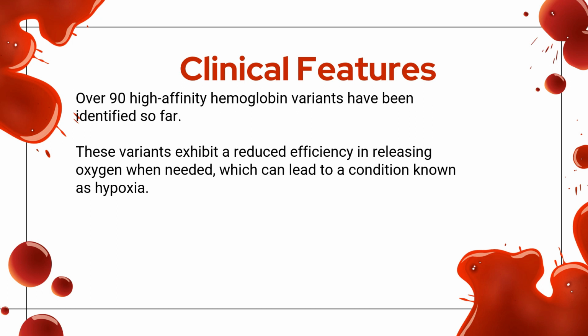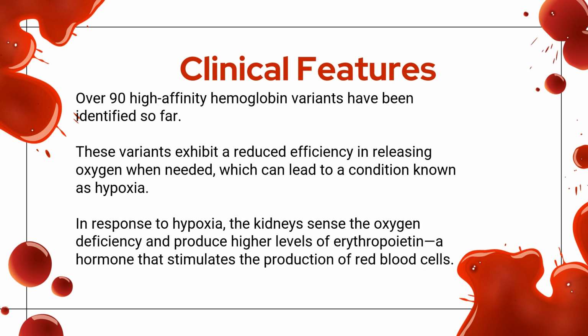These variants exhibit a reduced efficiency in releasing oxygen when needed, which can lead to a condition known as hypoxia. In response to hypoxia, the kidneys sense the oxygen deficiency and produce higher levels of erythropoietin, a hormone that stimulates the production of red blood cells. This compensatory mechanism results in a condition called erythrocytosis, characterized by an increase in the red blood cell count.